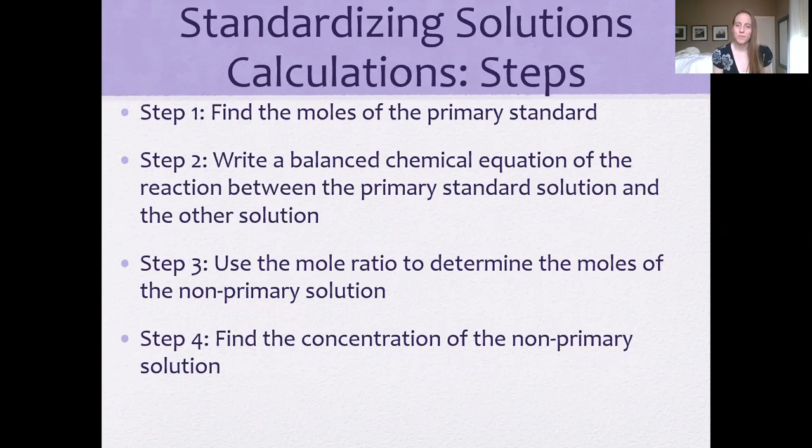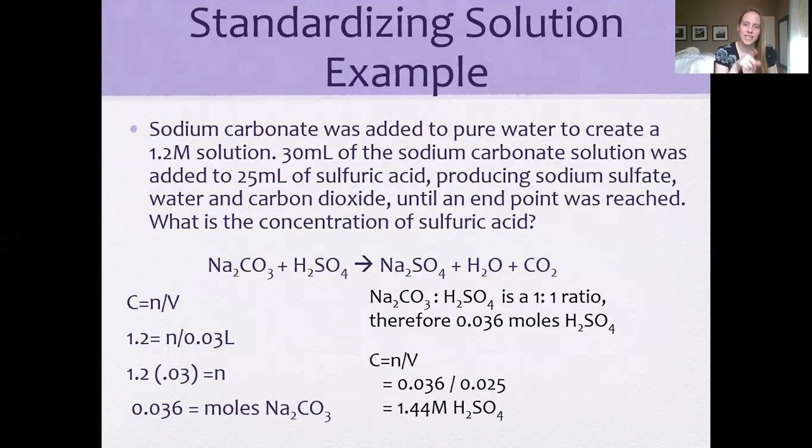So of course, we're going to need a balanced chemical equation to do that. Then you find the moles of your primary standard using either moles equals mass over molar mass or C equals n over V. Then you use the mole ratio to get the moles of the solution you're trying to standardize, and then go back to C equals n over V to find the concentration of that solution. So this is an example that you guys can look over. But again, all that's happening is C equals n over V, mole ratio, back to C equals n over V.